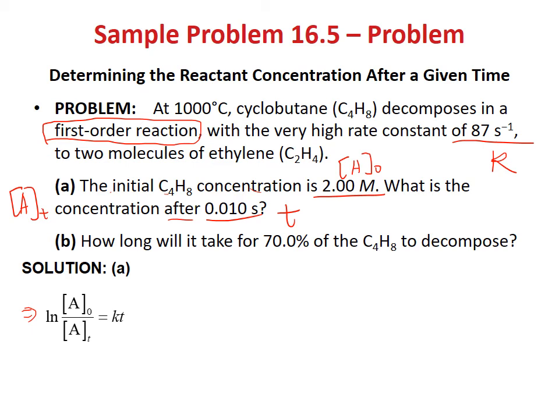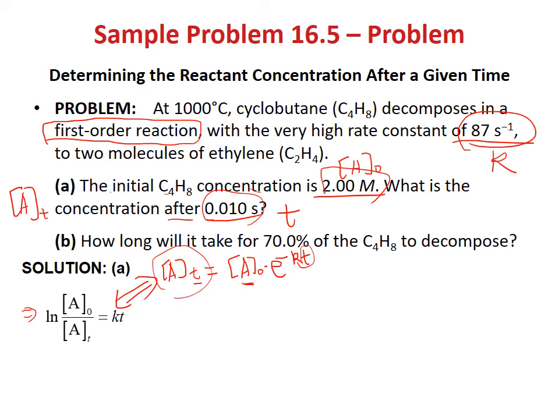Now in the last slide we derived the equation: the concentration at a certain time equals the initial concentration times e to the negative kt. I mentioned that these two are equivalent, just a mathematical modification. So you can directly plug in all the data. Time here is 0.01 seconds, k is this number, and A naught is 2 molarity.